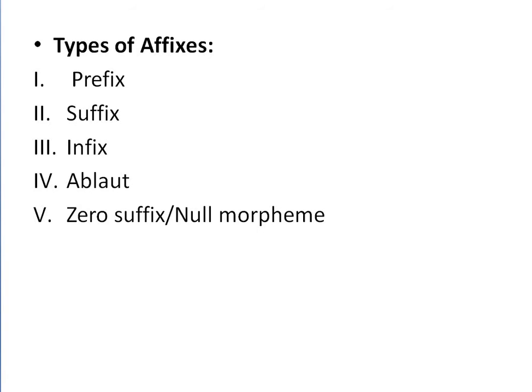Prefix. We have studied it as the attachment at the beginning of a word, at the beginning of a root. Like unhappy, we have un at the beginning, attached to the stem happy. So un is an affix. Which type of affix? It's a prefix. So a suffix is the attachment with the stem, or we can say the root or the base morpheme or a word, to modify the meaning.